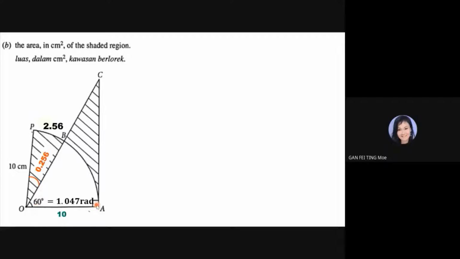So what am I going to do? What formula do I want to use to get the area of this triangle? I have the base. I don't have the height. If I want to use the formula half AB sine C, I don't have the length of this. This is 10. I know that this is 10, but I don't have the length of this. I also cannot continue. So what am I going to do?